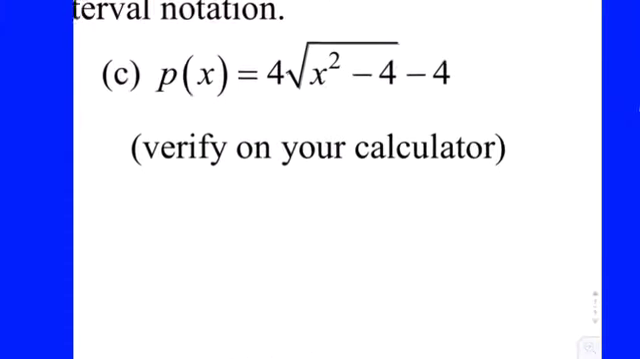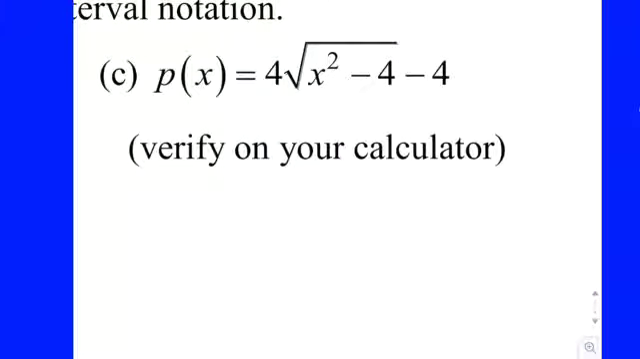All right, how about this guy? It says to verify on your calculator. We'll see if we have time for that. Do we have a denominator here? Or any negative exponents? No. But we do have a square root. So let's go ahead and do the radicand, and it's x squared minus 4, and we say it's greater than or equal to 0. Okay? Take 1 minute on your own and solve that inequality.